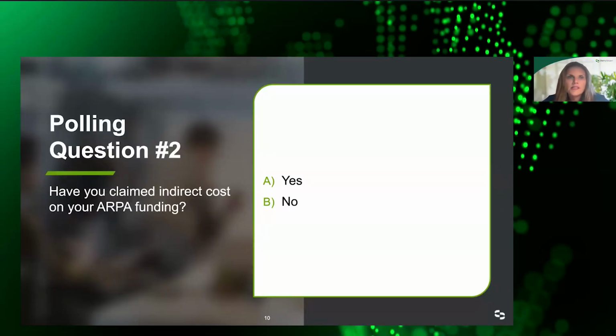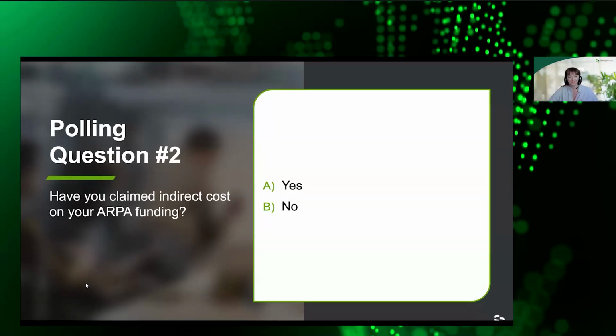All right, so our second polling question: have you claimed indirect cost on your ARPA funding? Wow, this is a pretty good even balance. Have you claimed indirect cost on your ARPA? For those of you who have, that's fantastic.